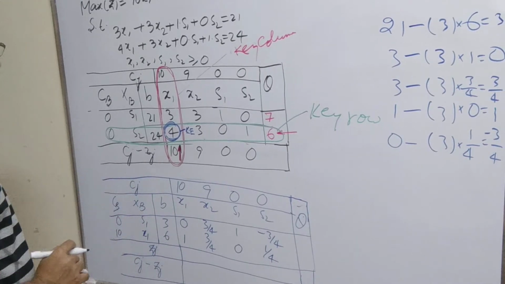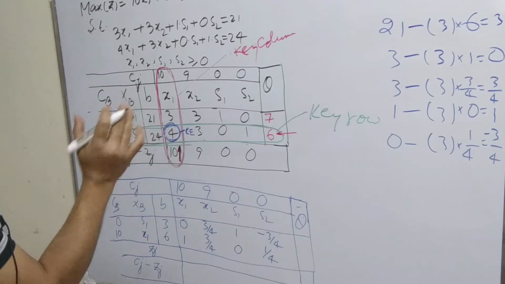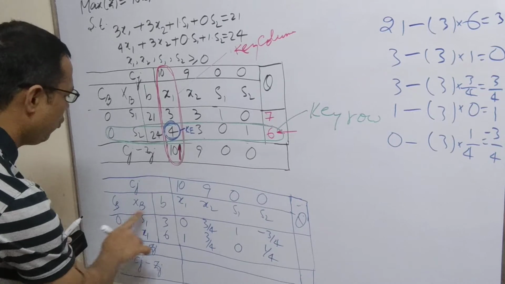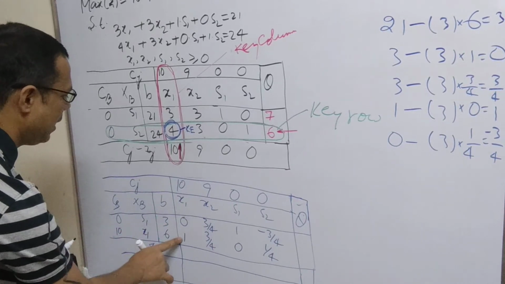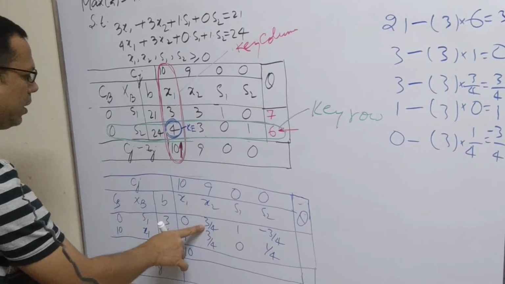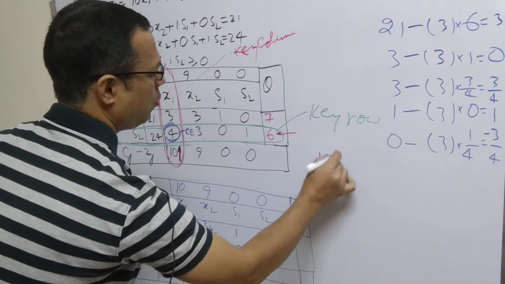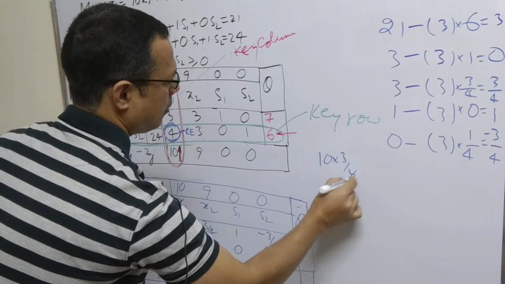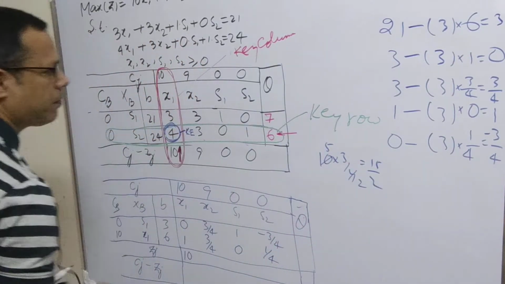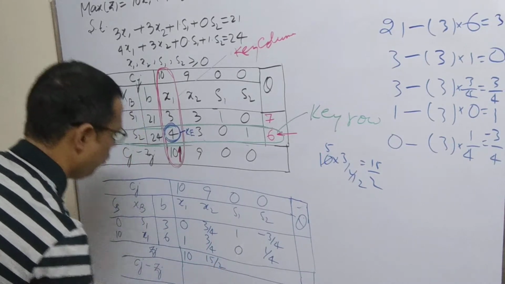So in this table we are going to see which variable is going to leave the basis and which variable is going to enter into the basis. So first we need to find the Zj. It's very simple. 0 into 0, 0, 10 into 1, 10, 0 plus 10, 10. 0 into 3 by 4, 0, 10 into 3 by 4, that is 15 by 2. So you need to write here 15 by 2.